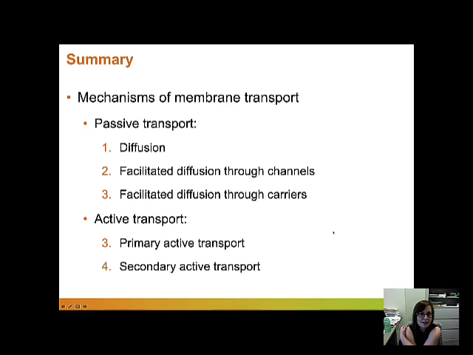So just to summarize the different kinds of transport we talked about, there's passive transport, which is diffusion, facilitated diffusion through channels, and facilitated diffusion through carriers. Those are the ones that change shape. There's active transport: primary active transport, in which energy from ATP is used to pump ions or solutes against their concentration gradient, and secondary active transport, where you use that electrochemical gradient to move something else up or against its concentration gradient.